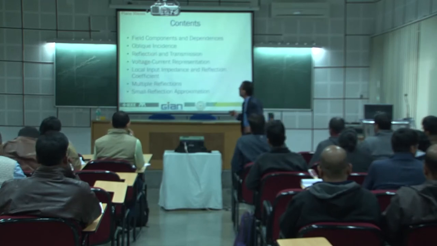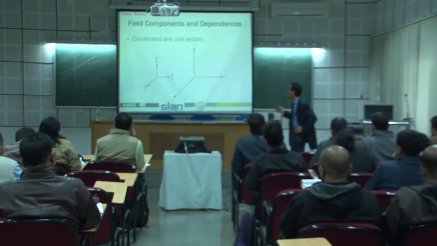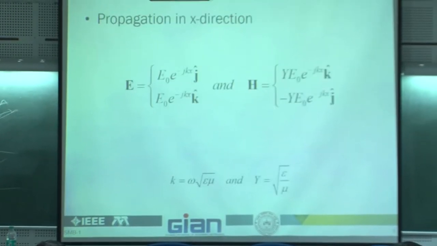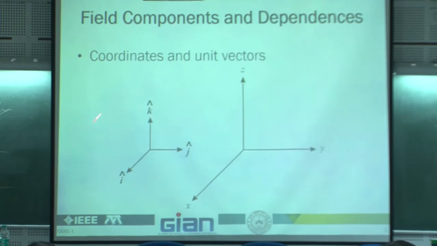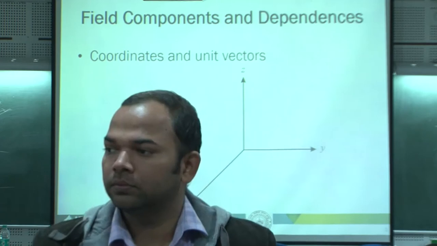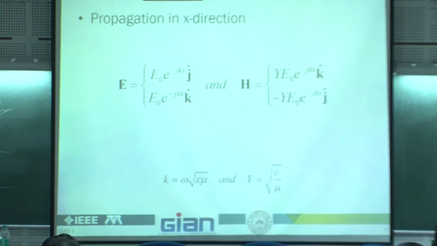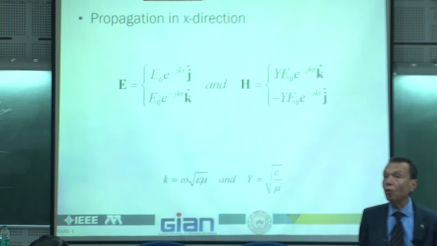Again, the contents, we will talk about field components, field dependencies. I think this is just a repetition. Usually, if we work in a Cartesian coordinate system, it is a right-hand system. This is the standard orientation of x, y, z. And if we deal with the unit vectors, I usually use the old unit vectors i, j, k. And in order to simplify everything, I will assume propagation in the x direction, which means negative x is free space where I am staying, where I am measuring. Positive x is the object to be imaged.